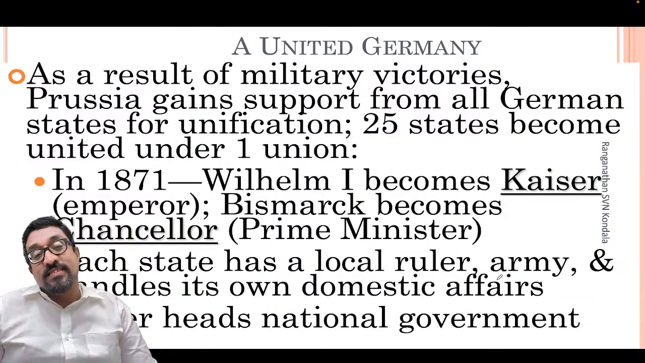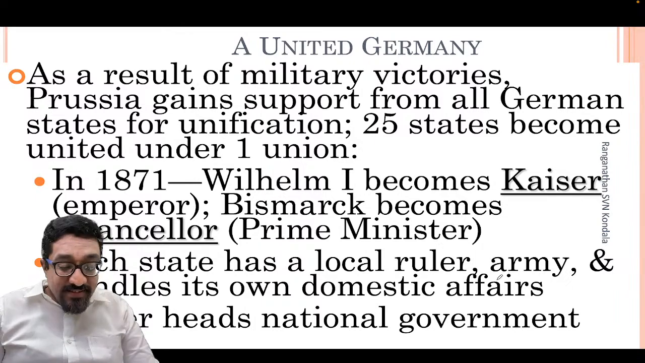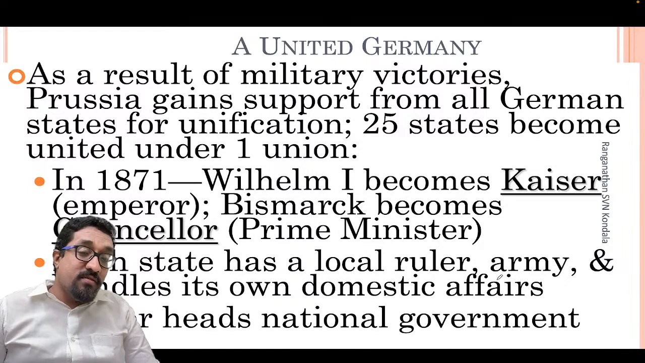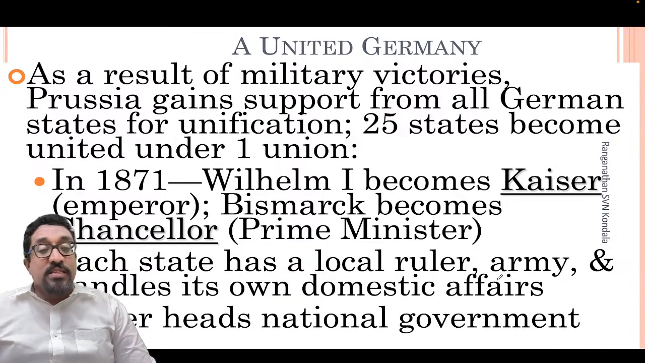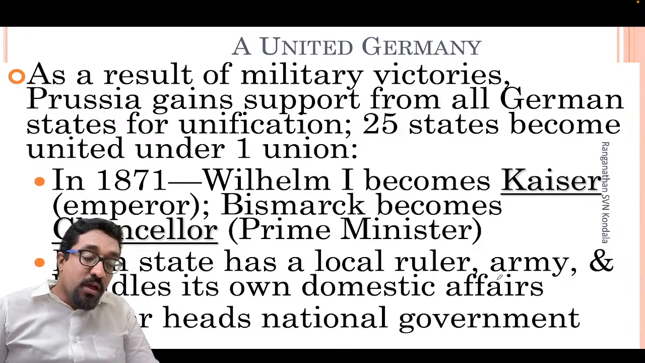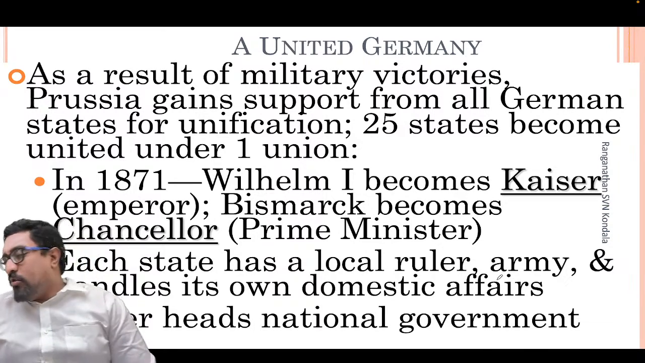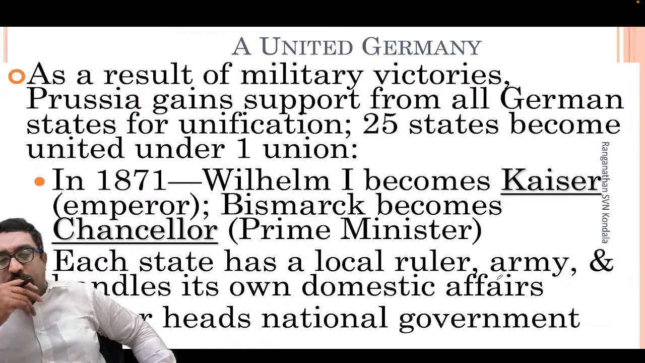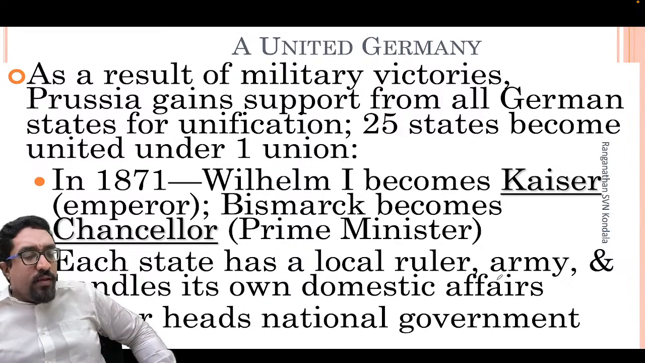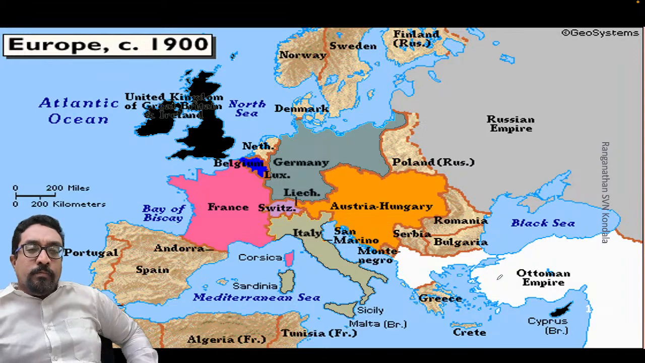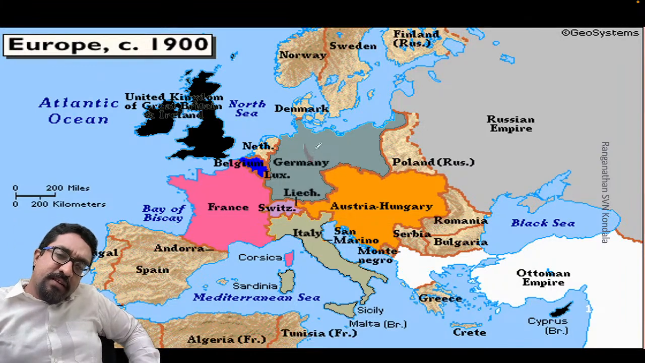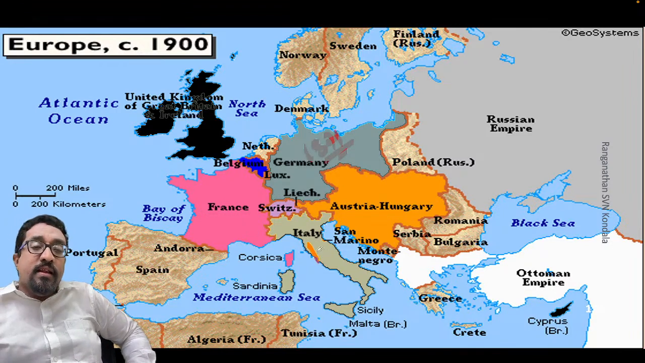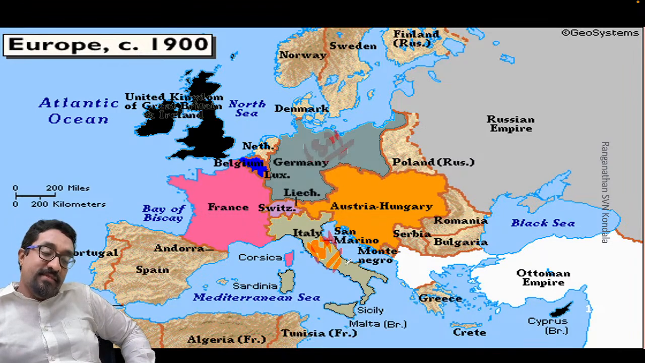As a result, in 1871, William I became Kaiser, the emperor. Bismarck became the chancellor of Germany. In Germany, however, it was still a confederation. Every state had a local ruler, an army, and handled its own domestic affairs. The Kaiser was only in charge of the national government. And by 1871, new nations had come, Germany and also Italy.